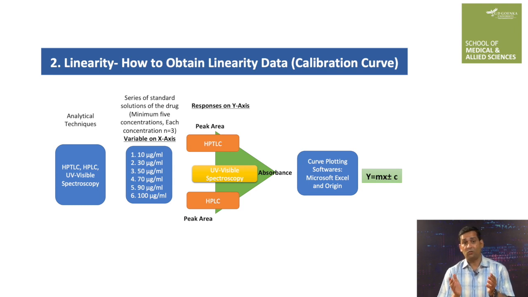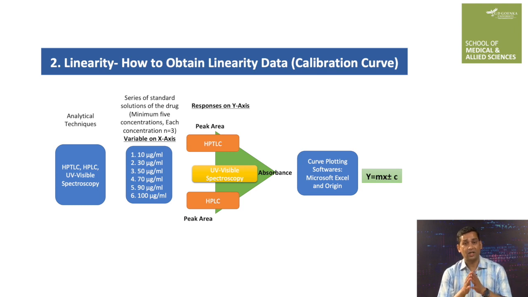Before plotting a calibration curve, one should choose a suitable analytical technique, for example, HPLC, HPTLC, UV visible spectroscopy. After choosing a suitable analytical technique, the second step is to prepare a series of standard solutions of the drug. Here standard solution means solutions of known concentration of pure drug.